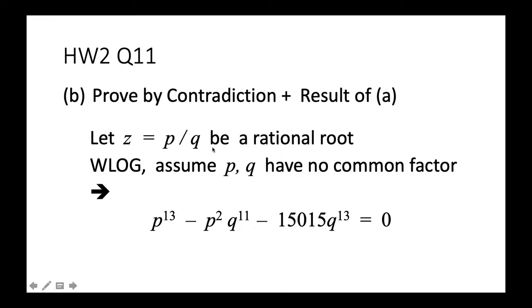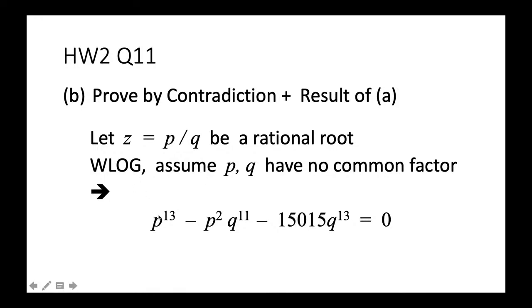The P and Q here are both integers. So let Z be the ratio of two integers P and Q, and then let this Z be a rational root. Now again, we can assume without loss of generality that P and Q do not have any common factor. If P and Q have common factors, then we divide the common factor from P and Q at the same time, so that we make another pair of integers P and Q without any common factor. And we use this one instead of the original P and Q. Okay, now P and Q do not have common factor.